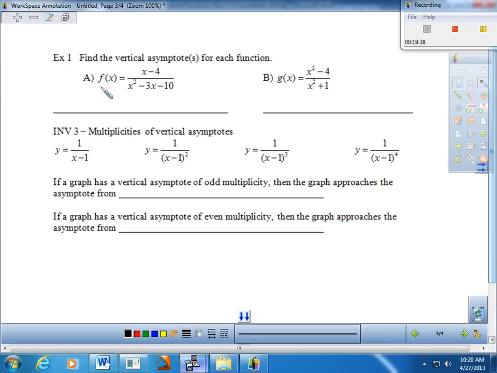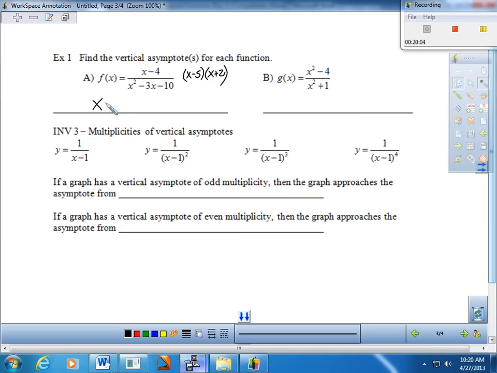So function f, if I'm looking for the vertical asymptotes, it's where I would have the exclusions in the domain. In this particular case, I'd look to the denominator, and I see that the denominator factors to x minus 5 and x plus 2. As a result, one value that would make the denominator 0 would be positive 5, and the other value that would make the denominator 0 would be negative 2.